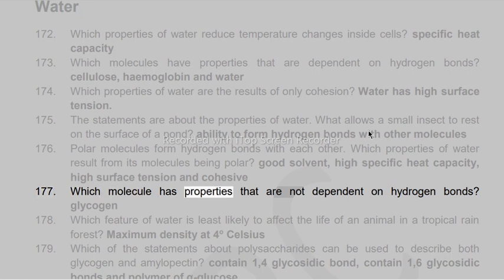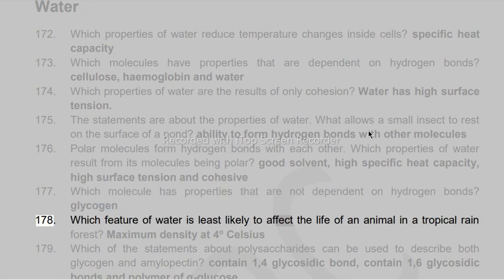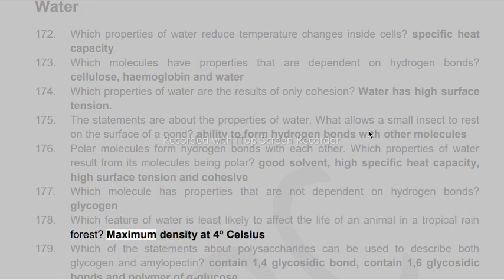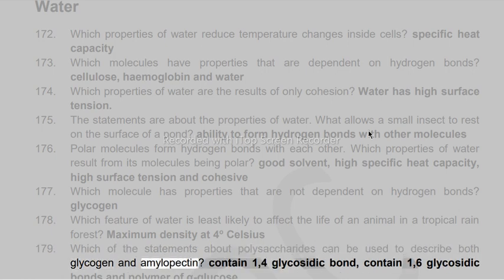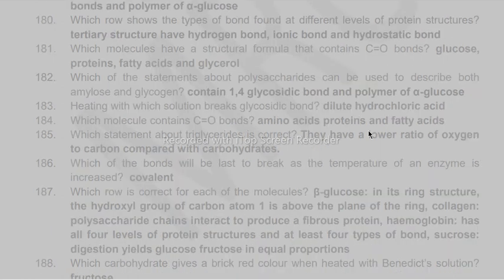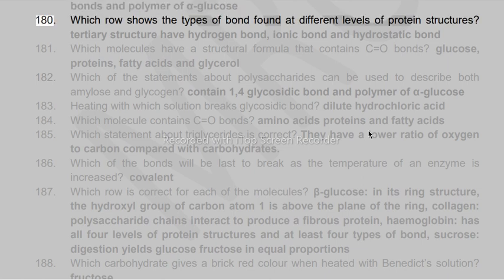177. Which molecule has properties that are not dependent on hydrogen bonds? Glycogen. 178. Which feature of water is least likely to affect the life of an animal in a tropical rainforest? Maximum density at 4 degrees Celsius. 179. Which of the statements about polysaccharides can be used to describe both glycogen and amylopectin? Contain 1,4-glycosidic bonds, contain 1,6-glycosidic bonds and polymer of alpha-glucose.